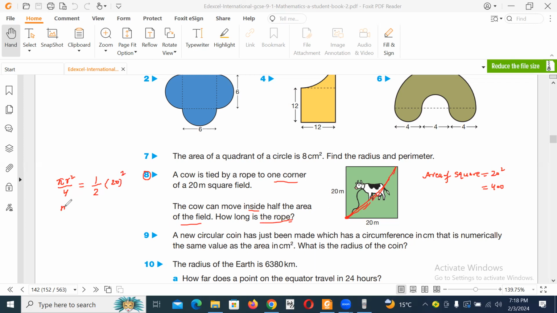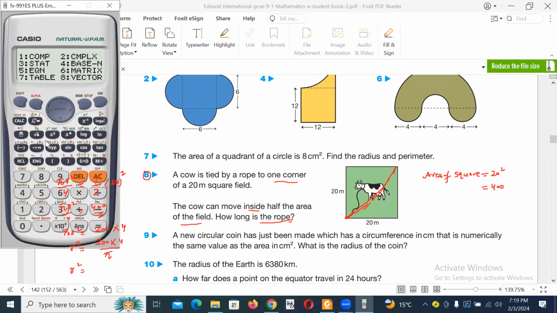So in the next part, we can say that pi r squared over 4 equals 400 divided by 2, which gives pi r squared equals 200 multiplied by 4. And we are looking for r. So 200 multiplied by 4 over pi. And that gives us, if we check in the calculator, shift first 200 multiply by 4 over shift pi. That gives us 254.